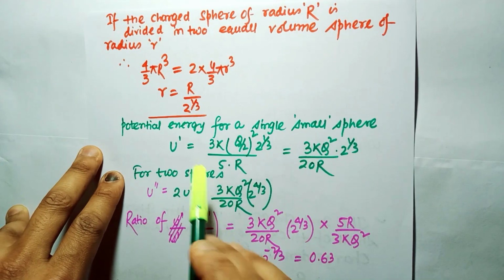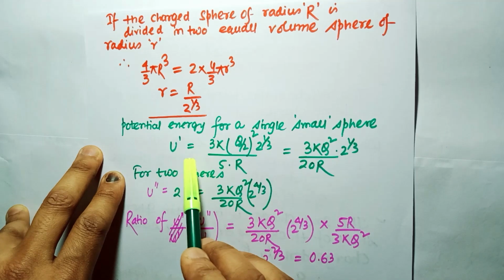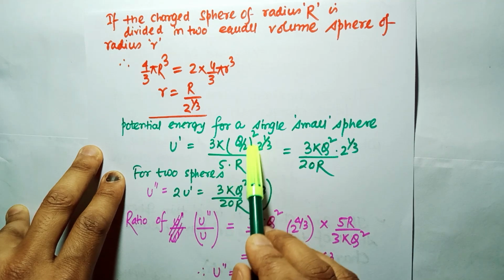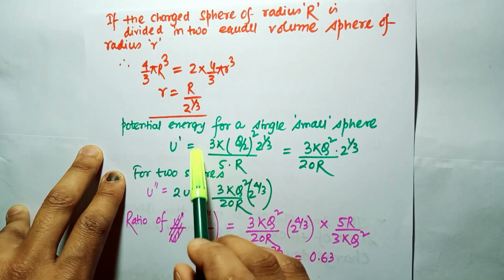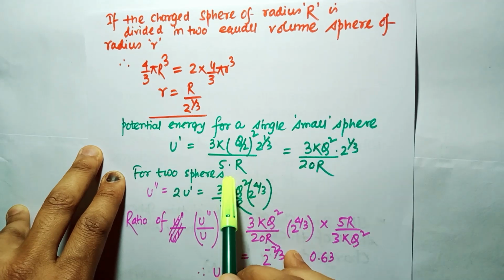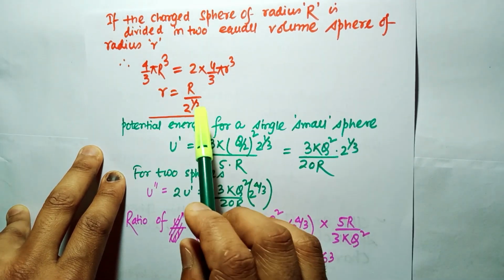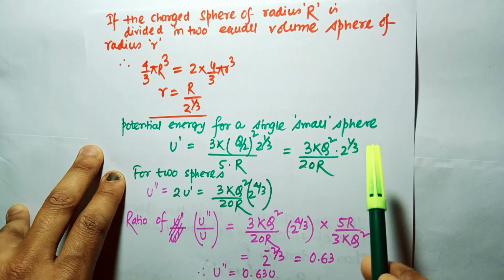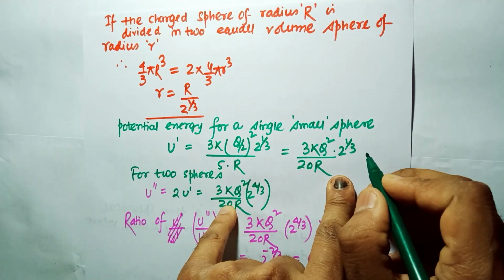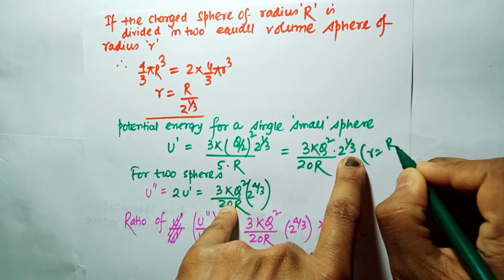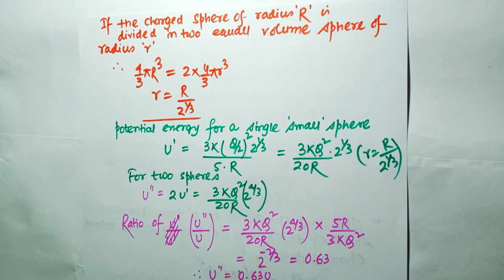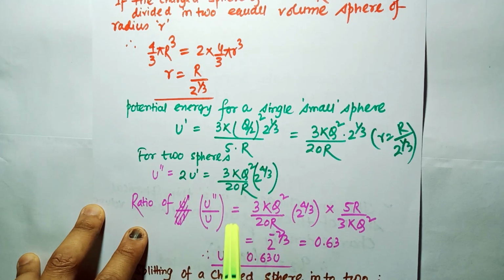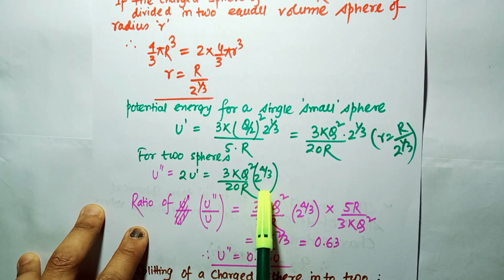Now what will be the potential energy for a single small sphere? If I choose it as U prime, it is equal to 3K, now the charge will be half, so Q by 2 whole square, divided by 5 times small r. So I will substitute the small r value, it means R divided by 2 to the power 1 by 3. So it comes out to be 3K Q square by 20R times 2 to the power 1 by 3. So this is for the single small sphere. For the two spheres I need to multiply it by 2. So it comes out to be 3K Q square by 20R times 2 to the power 4 by 3.